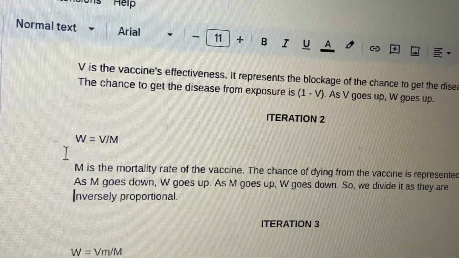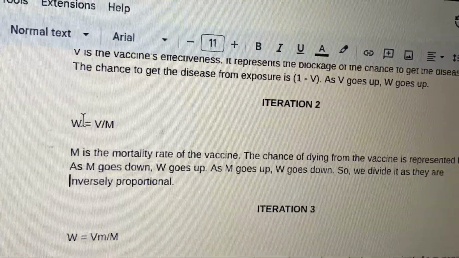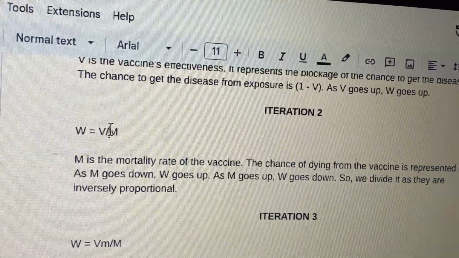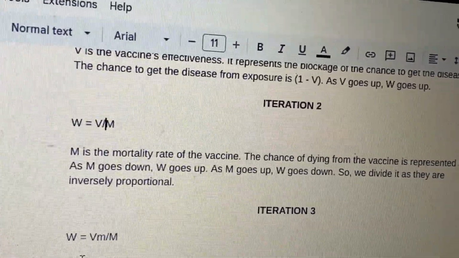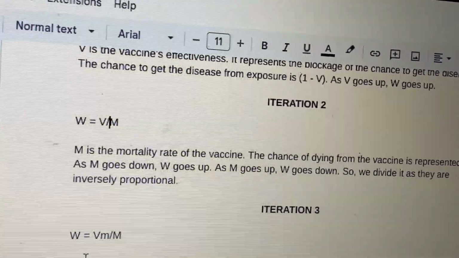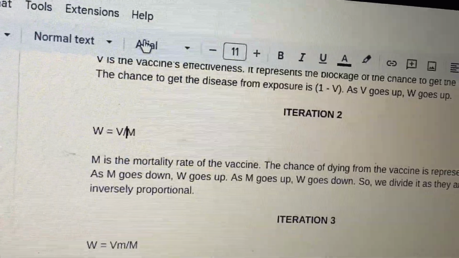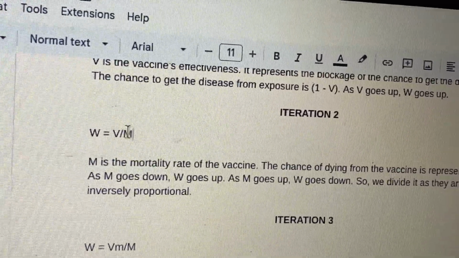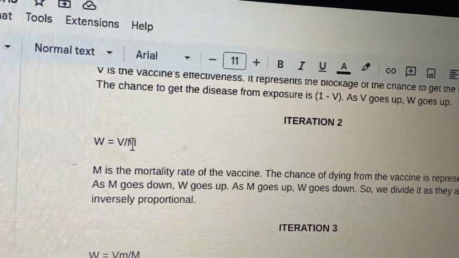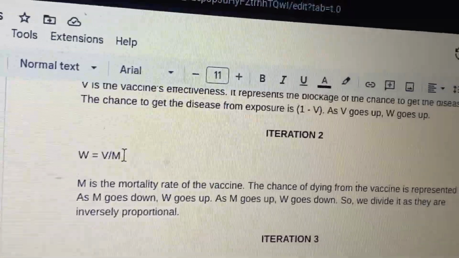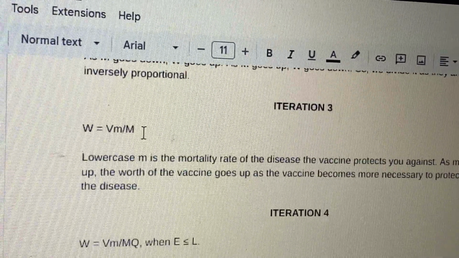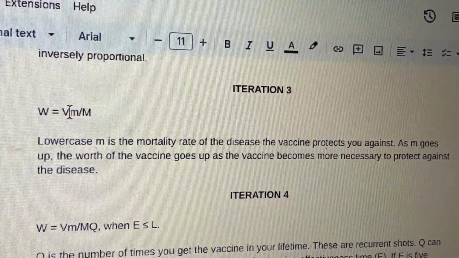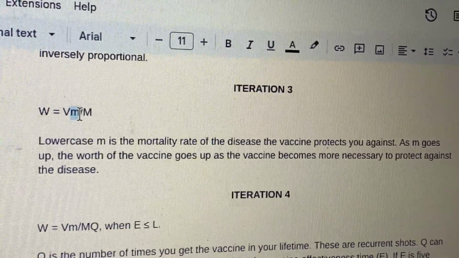This iteration 2 sucks. Because if you have a 100% effective vaccine, but the mortality rate of the vaccine is 1, oh hey, it's 1 times better to get the vaccine than to not get the vaccine. Well, that's not true, because you're just going to die from the vaccine because the mortality rate is 100%. So iteration 2 sucks. But iteration 3 is actually kind of decent because you have this little m here.